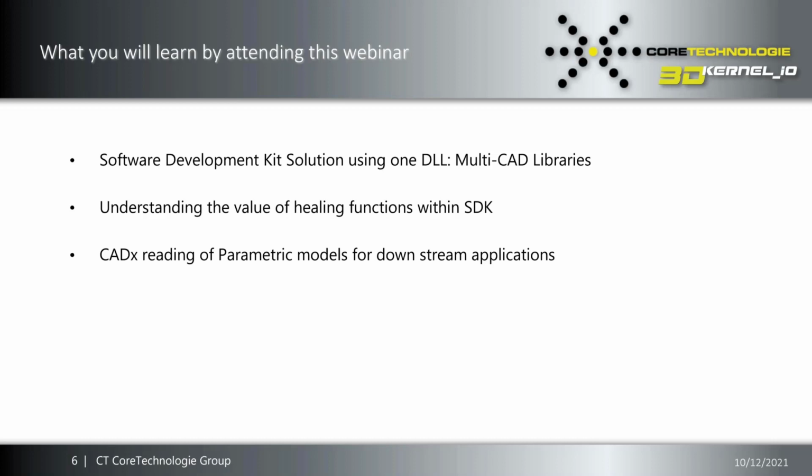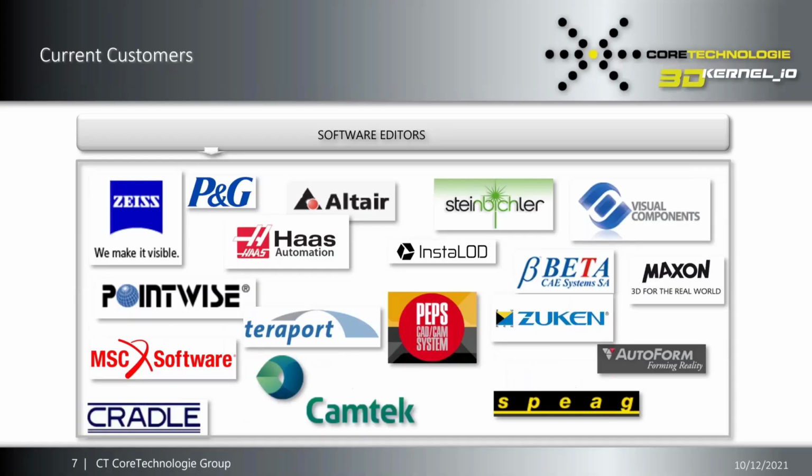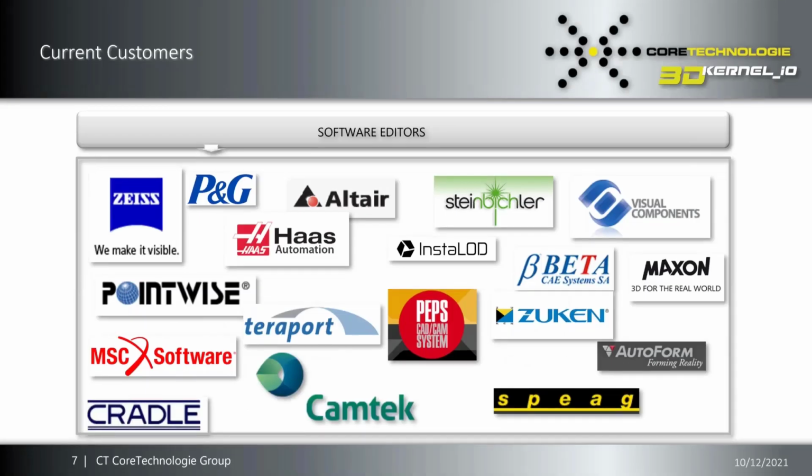You'll understand the value of the different kernel operations and really the healing functions, of how important it is to get a solid model when you're reading that data. And then also we'll talk a little bit about the parametrics and understanding how those fit into downstream applications. And just to name a few of the customers that are using our software development kit: MSC Software, Pointwise, which is now a part of Cadence, Altair is a big one, P&G actually.